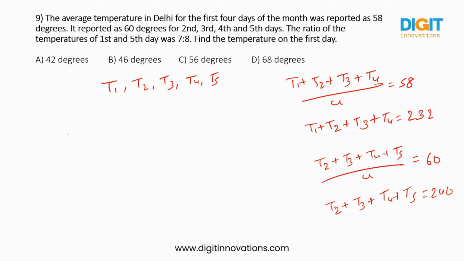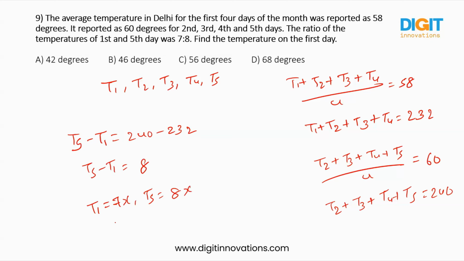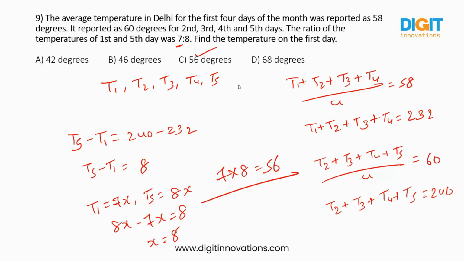So T5 minus T1, when we subtract 240 minus 232, we'll get 8. And we already know the ratios: T1 is 7x and T5 is 8x. So 8x minus 7x is 8, so x value is 8. They are asking for the temperature on the first day. We know the ratio is 7, and the x value is 8, so 7 into 8 is 56 degrees. Option C is the correct one.